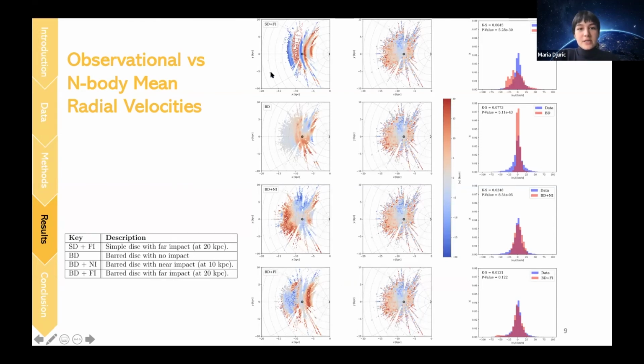So we can see the simple disk with no impact has arms generated that are way too thin, so we can rule that out. The bar disk with no impact has the strength of the arms too weak, and that's shown by the much narrower spread histogram, so we can rule that out, which then leaves us with the bar disk with near and far impact. So the far impact model has the best fit to the histogram, although point-wise, the agreement is much better with the near impact model, as we can see with these two red and blue streams, I guess.